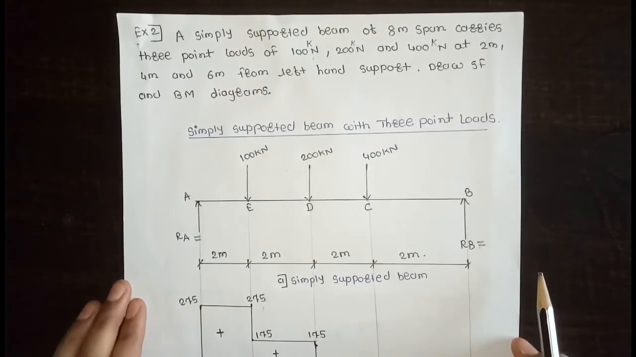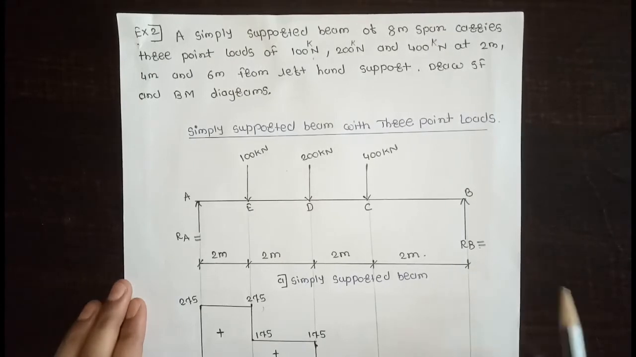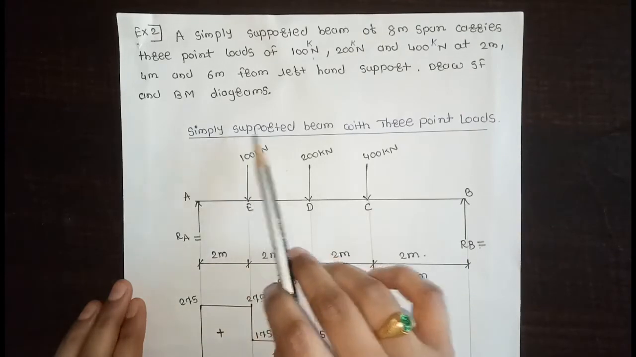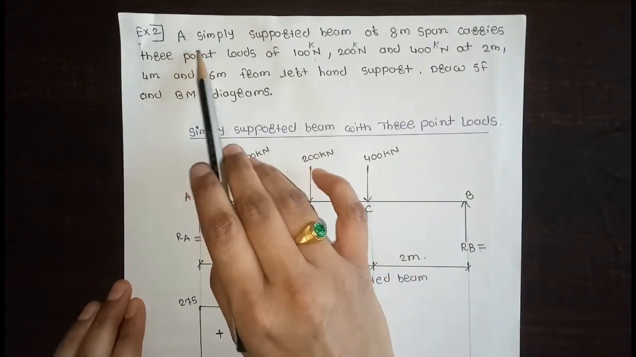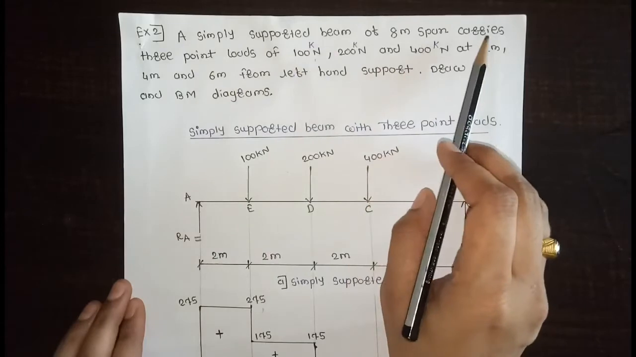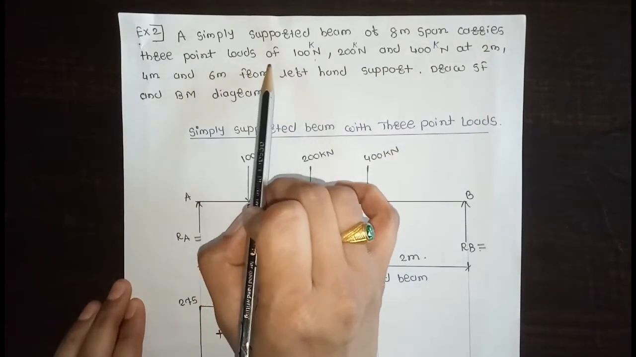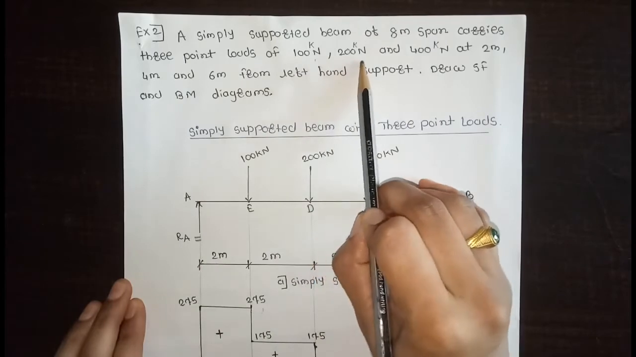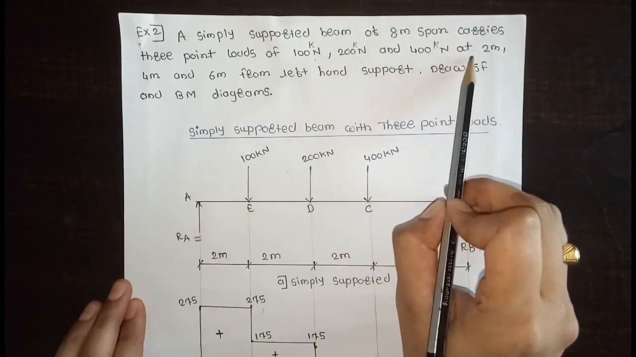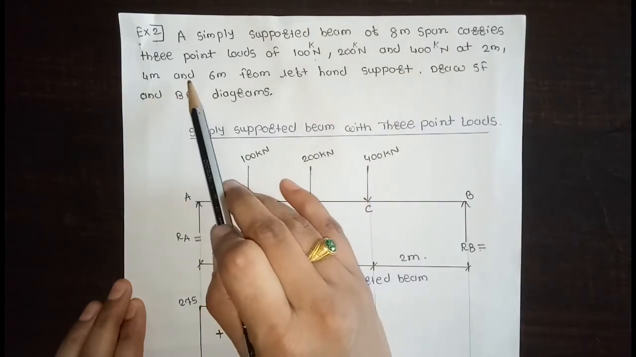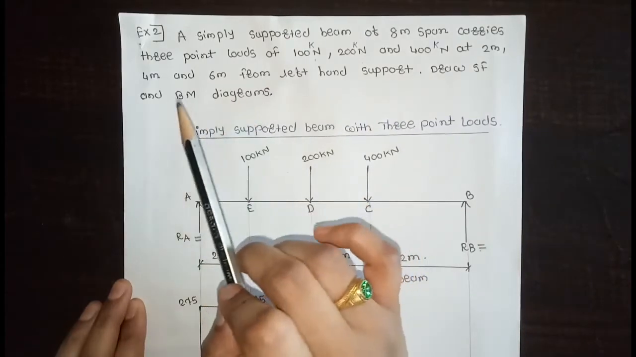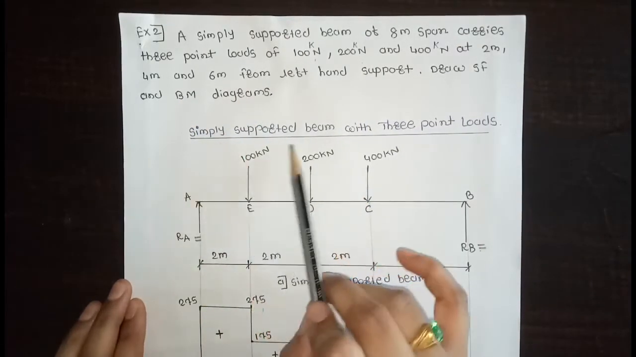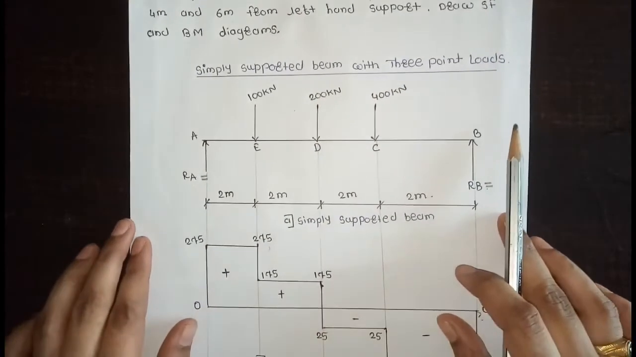Friends, we will discuss shear force and bending moment diagram for simply supported beam with point loads. This is the example which is based on a simply supported beam with 3-point loads. A simply supported beam of 8-meter span carries 3-point loads of 100 kN, 200 kN and 400 kN at 2 meter, 4 meter, 6 meter from left hand support. Draw SF and BM diagrams.